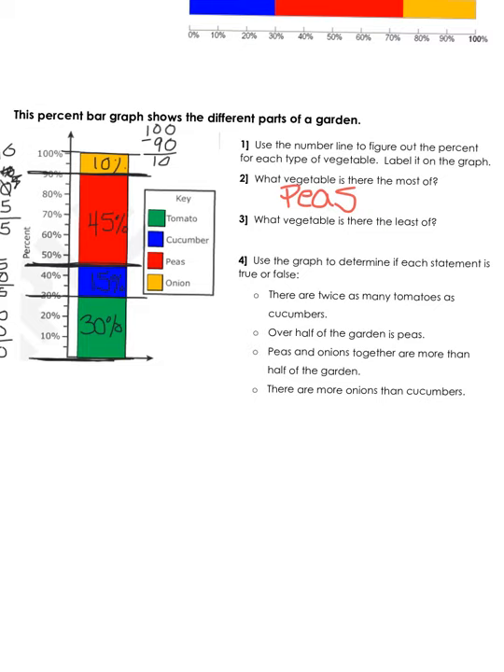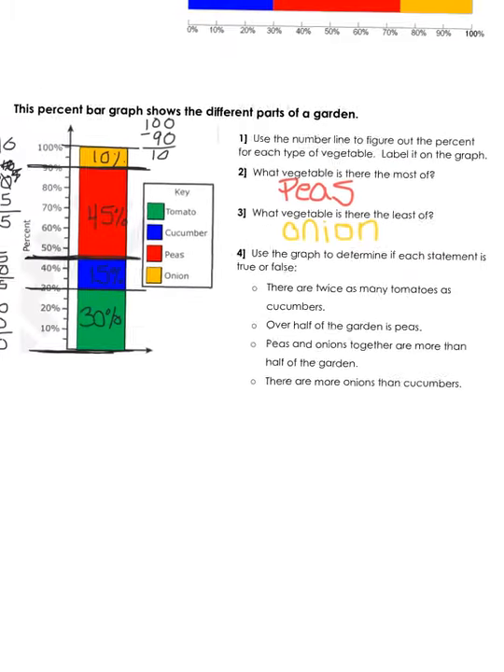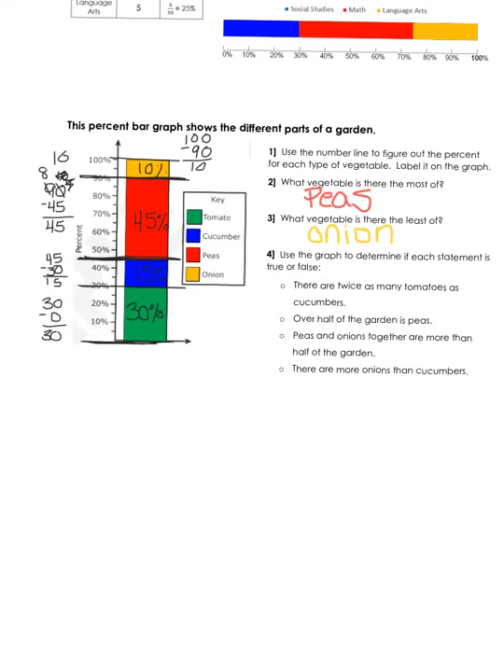Number 3 says, what vegetable is there the least of? If you look here, the vegetable that there's the least of would be onion. Not only is it the smallest part, it has the smallest percent. So we're going to put onion in here. Now, these last type of questions are more of the questions of why you need to figure out the percent before you answer questions.